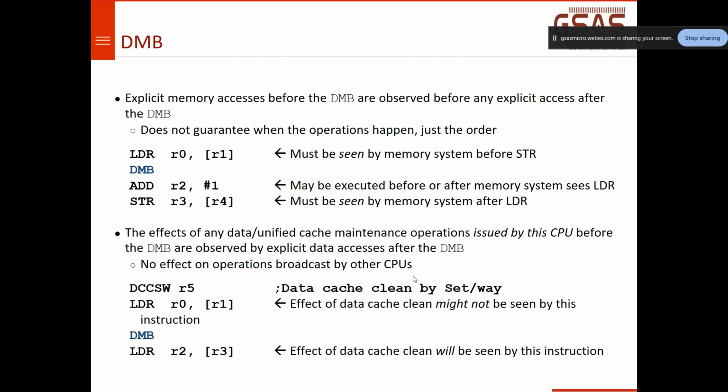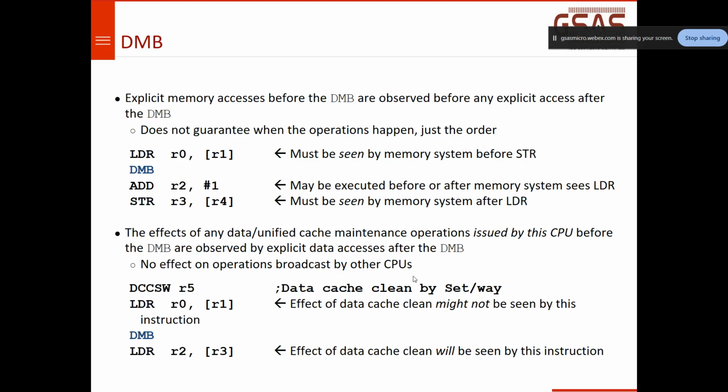So next, specific to data or cache maintenance operations. Suppose here the first line is DC CSW, data cache clean. Then the effect of the data cache clean might not be seen by this instruction. So after cleaning the data which is there in the data cache, whatever the cache data was there, we are cleaning it, and then the data is loaded from the memory to the cache. So DMB will ensure that this loading of the data to the data cache is executed.